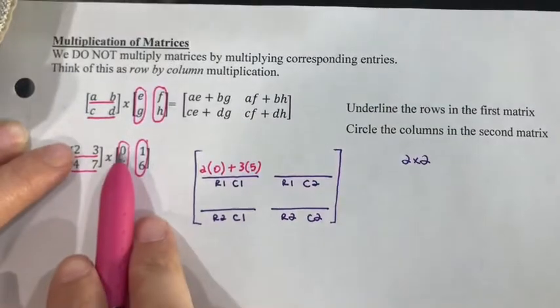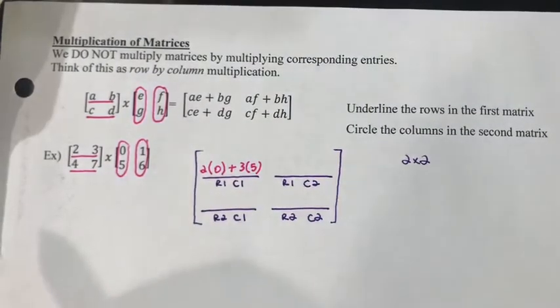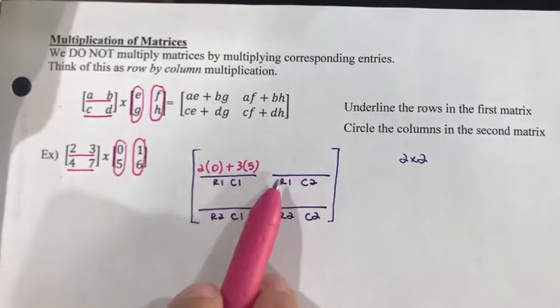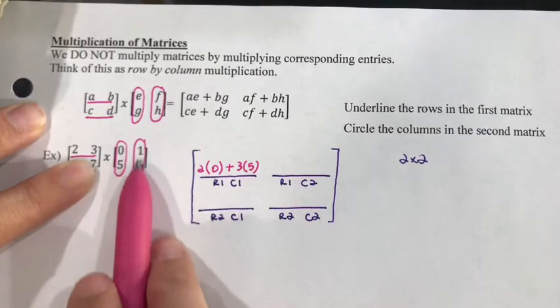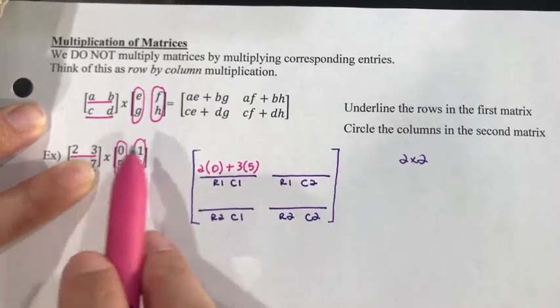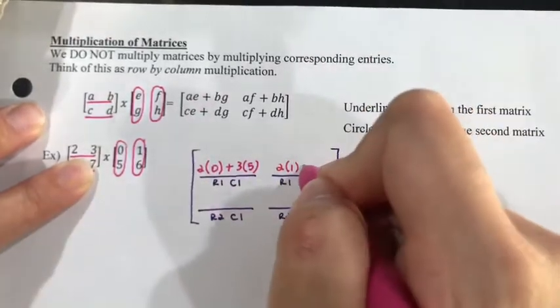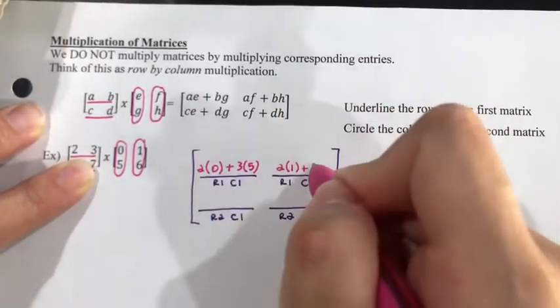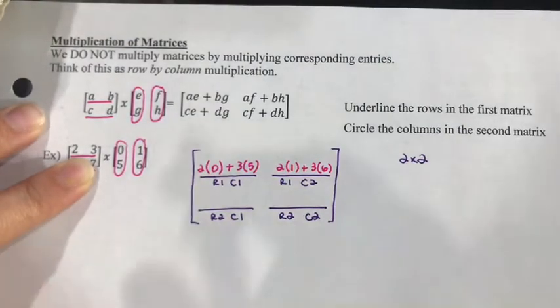So it's like you're taking the product of the first 2 numbers, the product of the second 2 numbers, and adding them together. Let's do the second one. I'm going to use the first row, and now we're using the second column. So I've got 2 times 1 plus 3 times 6.